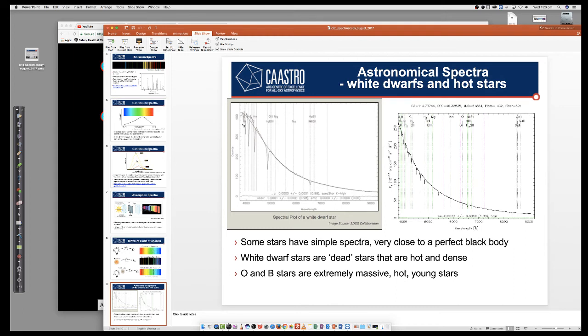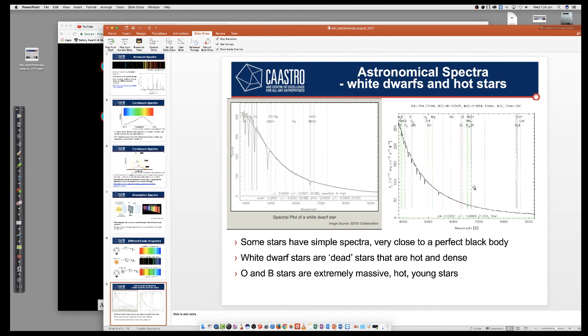On the right-hand side, over here, we have the spectrum of a very hot young star, so sort of the opposite of a white dwarf. This is a star that's just been born. It's very massive, and when you have a very massive star, it has lots of fuel, and so it can burn very, very brightly. And that's what we're seeing here.